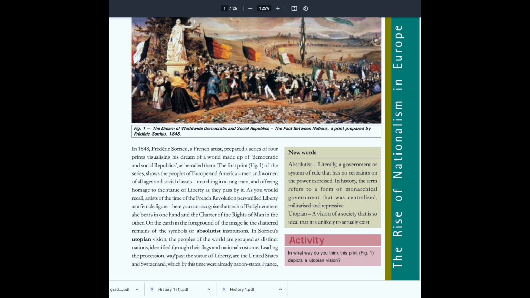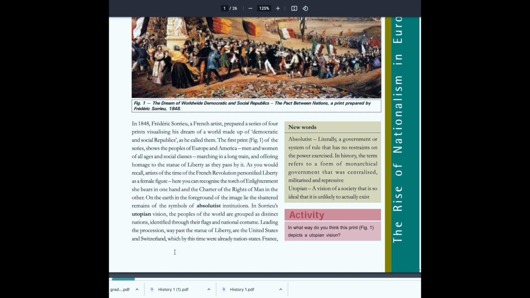As you would recall, artists of the time of the French Revolution personified liberty as a female figure. Here you can recognize the torch of enlightenment she bears in one hand and the Charter of the Rights of Man in the other. On the earth, in the foreground of the image, lie the shattered remains of the symbols of absolutist institutions. In Sorrieu's utopian vision, the peoples of the world are grouped as distinct nations identified through their flags and national costume.